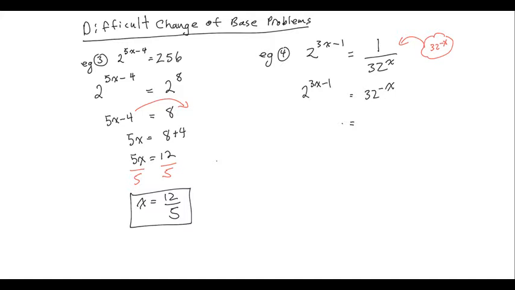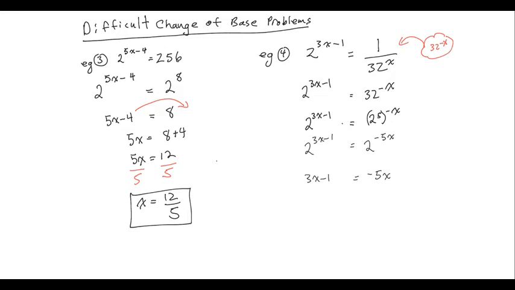So 32 is the same as 2 to the 5, all raised to the negative x. And we still have 2 to the 3x minus 1. For 2 to the 3x minus 1, that's already done. But on the right side of our equation, we have a power of a power. So now we must multiply our two values. So we get 2 to the negative 5x is equal to 2 to the 3x minus 1. So we end up with negative 5x, and we have 3x minus 1.